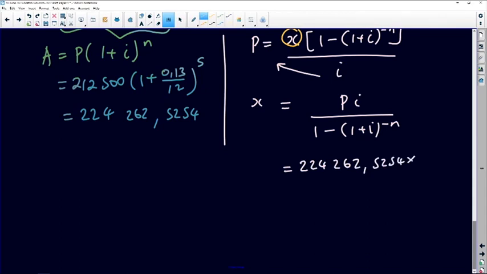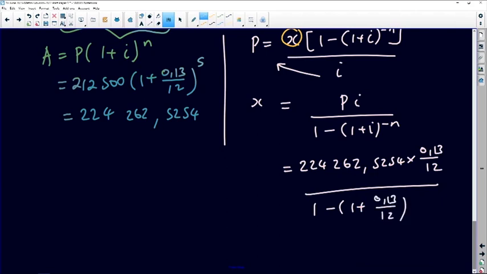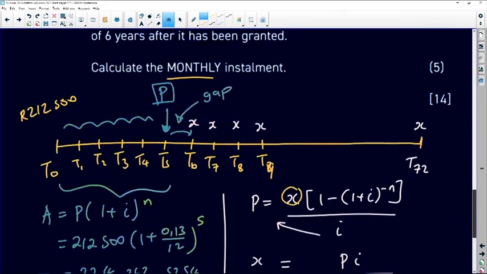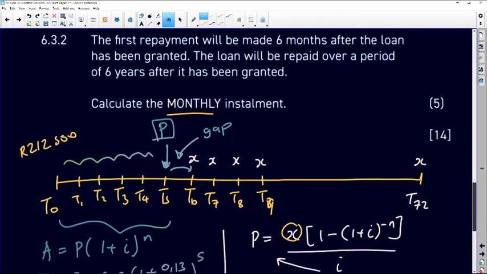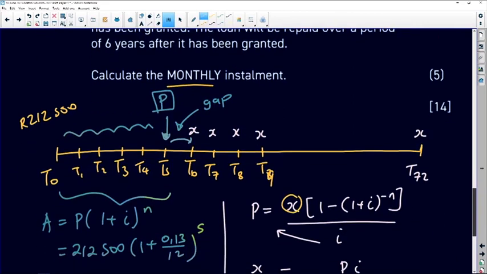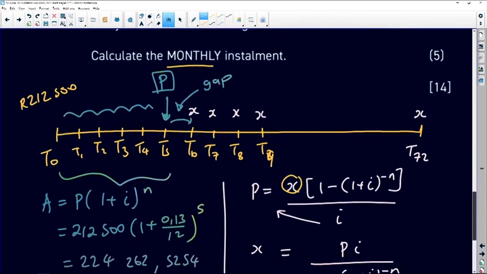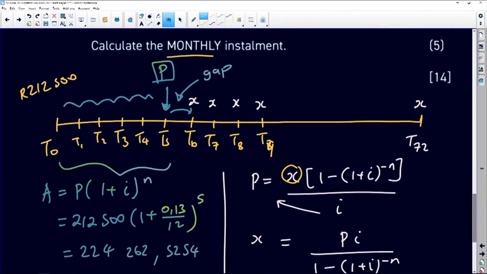So I'm sitting with 224,262.5254 times the interest, which is 0.13 divided by 12, and everything is divided by 1 minus (1 plus 0.13 over 12) to the power of negative... Now, how many months is Thabo left with to make the repayments? Let's go back and check from our timeline. Our timeline said we had 72 months in total. If we had 72 months in total, we've already wasted 5 not paying.